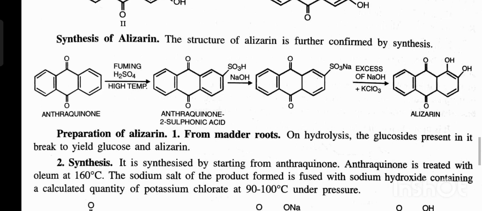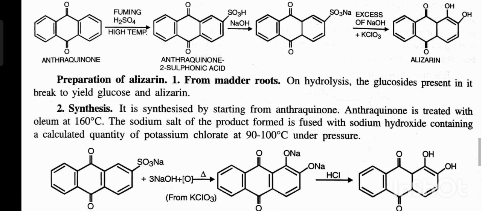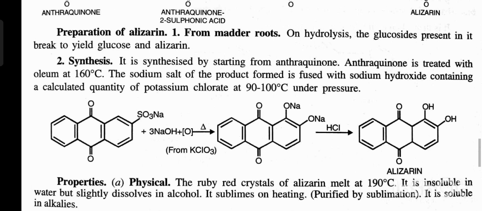Preparation of alizarin. First, from madder root. On hydrolysis, the glucoside present in it breaks to yield glucose and alizarin. Second, synthesis, starting from anthraquinone. Anthraquinone is treated with oleum at 160 degrees Celsius. The sodium salt of the product formed is fused with sodium hydroxide containing a calculated quantity of potassium chlorate at 90 to 100 degrees Celsius under pressure.